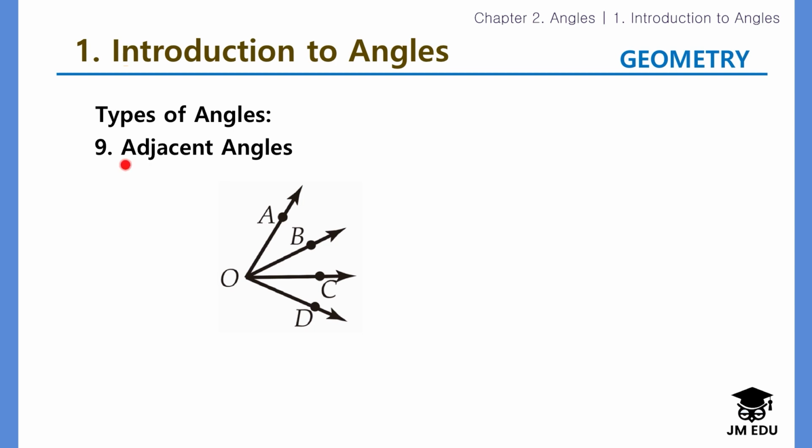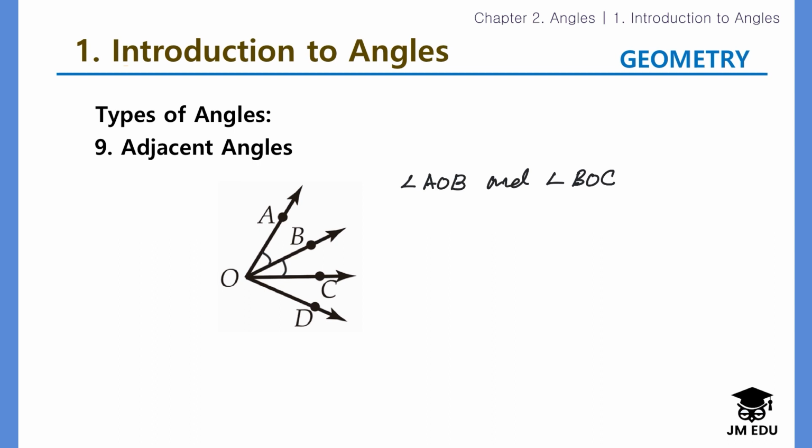Number 9, adjacent angles. Adjacent angles are just two angles next to each other. They share a common vertex and a common side. For example, angle AOB, this angle right here, and angle BOC, this angle right here, they are next to each other, right? These two angles are a pair of adjacent angles.